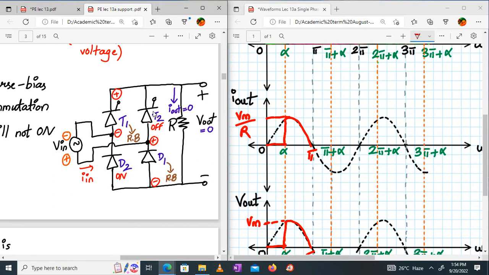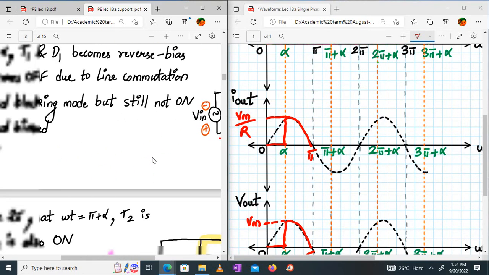Because there is no trigger pulse yet. D2 is the only one on. So if D2 is only on, your Iout will be 0, Iin will be 0, Vout will be 0. Are you following? So what do you say? T1 is turning off by line commutation or natural commutation. The line voltage is reverse across it, so it turned off. The diode is turning off because as soon as Vin goes negative, the diode turns off without your control.